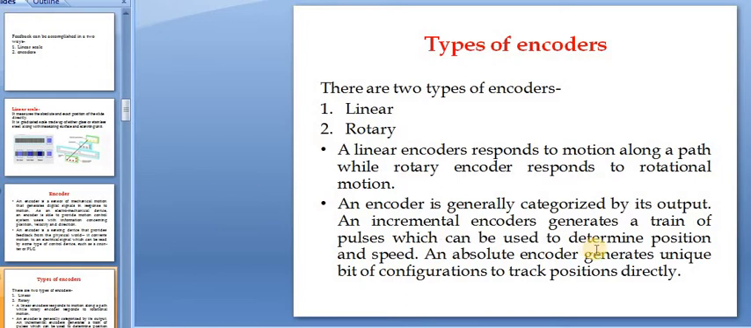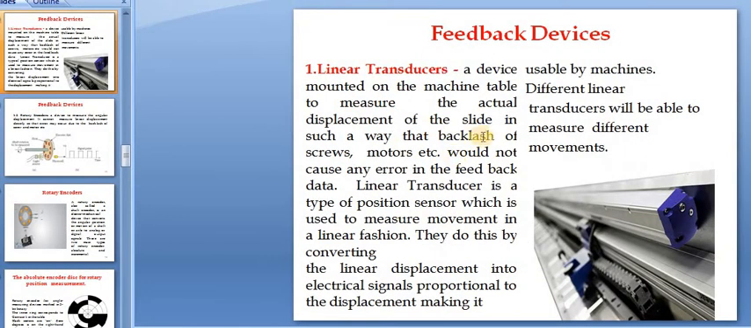An incremental encoder generates a train of pulses which can be used to determine the position and speed. An absolute encoder generates unique bit configurations to track the positions directly. So number one, linear transducers. Linear transducers are devices mounted on the machine table to measure the actual displacement of the slide in such a way that backlash of screws, motors, etc. would not cause any error in the feedback data.